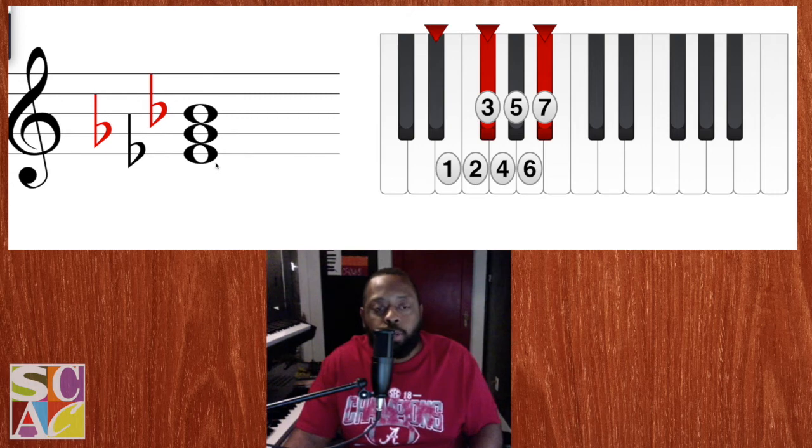So now let's look at the relationship. From E flat to G flat is a minor third, and from E flat to B flat is the perfect fifth. So when you add a minor third plus the perfect fifth, you have an E flat minor triad. Remember that the E flat is the root of the triad. And this is how you construct major and minor triads.